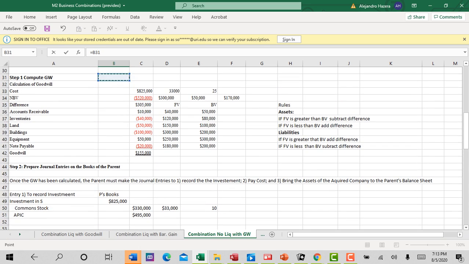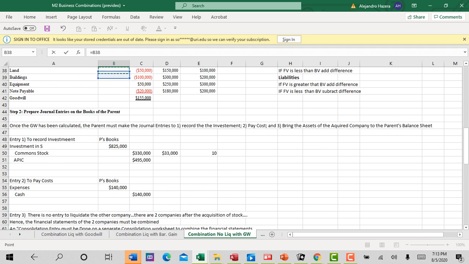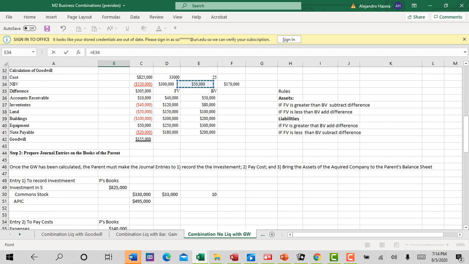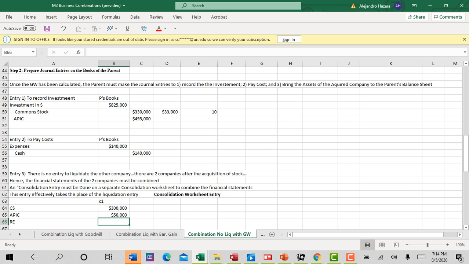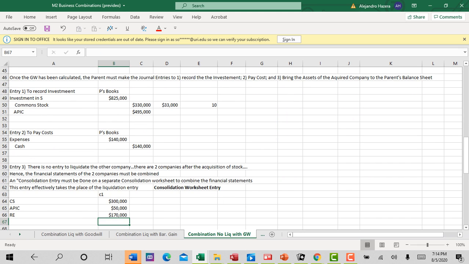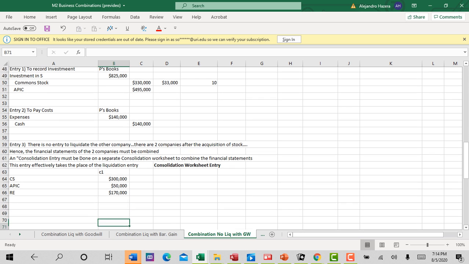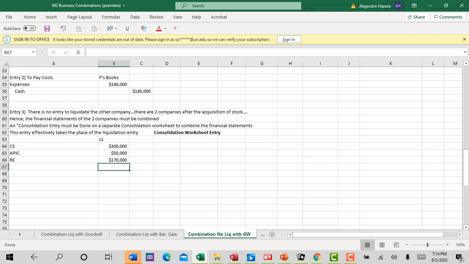We're going to do those for the amounts that are buried in this 825. So we're going to debit common stock for $300,000. We're going to debit additional paid in capital for $50,000. And we're going to debit retained earnings for $170,000. The reason we're doing that is because we're throwing all the equity in the garbage, and we're going to throw the investment account in the garbage too, and replace it by combining the actual statements.